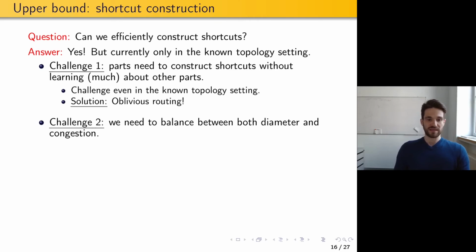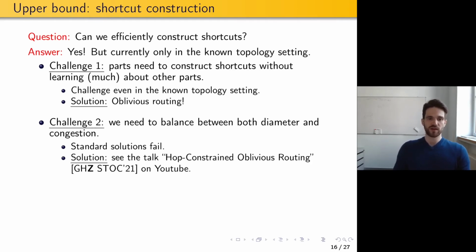However, in our setting, we need to balance both between the diameter and congestion, whereas standard oblivious routing solutions only optimize for the congestion. So the problem with this is that standard solutions fail. We need to take into account both the diameter and the congestion and jointly optimize between them. This is a completely new problem for which the standard solutions don't really work. So we actually solved this problem in a separate paper called Hop-Constrained Oblivious Routing. And in case you're interested in hearing more, check out the paper or the accompanying talk on YouTube. This paper is also set to appear in STOC 2021.